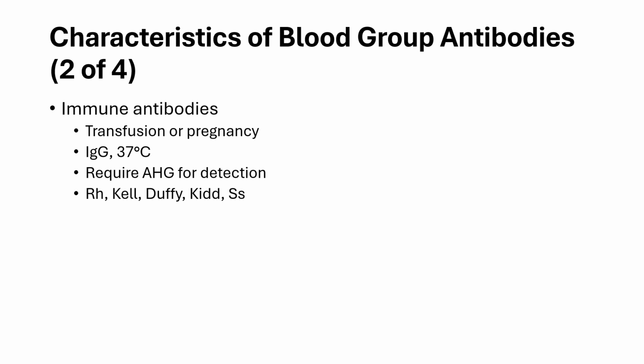Immune antibodies: their origin is as a result of exposure to a foreign antigen through transfusion or pregnancy. The class is generally IgG, and they usually react at body temperature. For detection, it's going to require the use of an anti-human globulin, or AHG, test for identification because they do not usually agglutinate red cells directly. Common blood group systems involved are the Rh system, so anti-D, anti-C, and anti-E, the Kell system, the Duffy system, Kidd system, and S system.